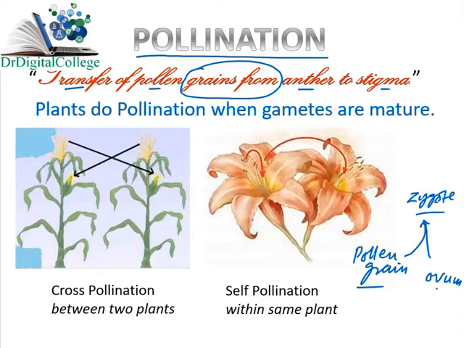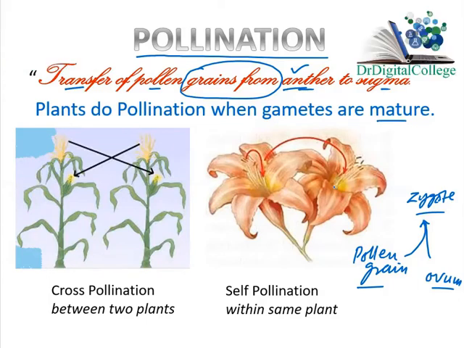But you know, these two things are far away from each other. One is in the anther and the other is inside the ovary. So the first thing is to bring them close to each other, and the process of bringing them close to each other is called pollination. So that's why I have written here, pollination is the transfer of pollen grains from anther to stigma. Pollination can occur only when the gametes are mature.